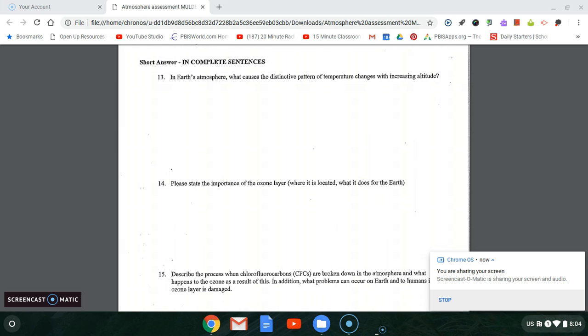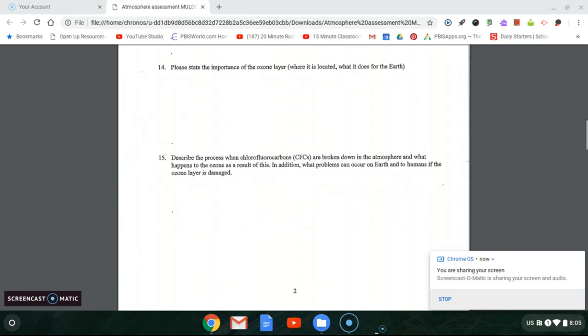So let's get started. Number 13. In Earth's atmosphere, what causes the distinctive pattern of temperature changes with increasing altitude? So again, hit pause here, think about how you want to answer, write it out, and then hit play. Number 14. Please state the importance of the ozone layer, where it's located, and what it does for the Earth. Again, this is a good place to hit pause so you can write out your answer.